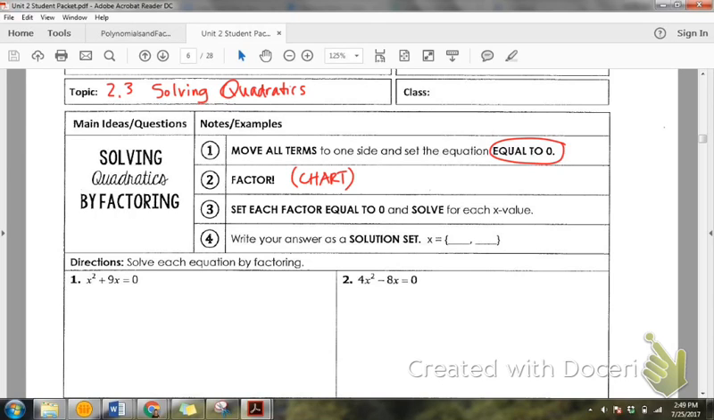Okay, the third thing is to set each factor equal to 0 and solve for the x value. And then you write your answer as a solution set. If you look very closely at that solution set, those are not parentheses, those are brackets. Do you guys see it? It's like this. Those are brackets. If you use parentheses, you're talking about an xy point. But these are both answers for x, so it's not an xy point, so we need to use brackets.